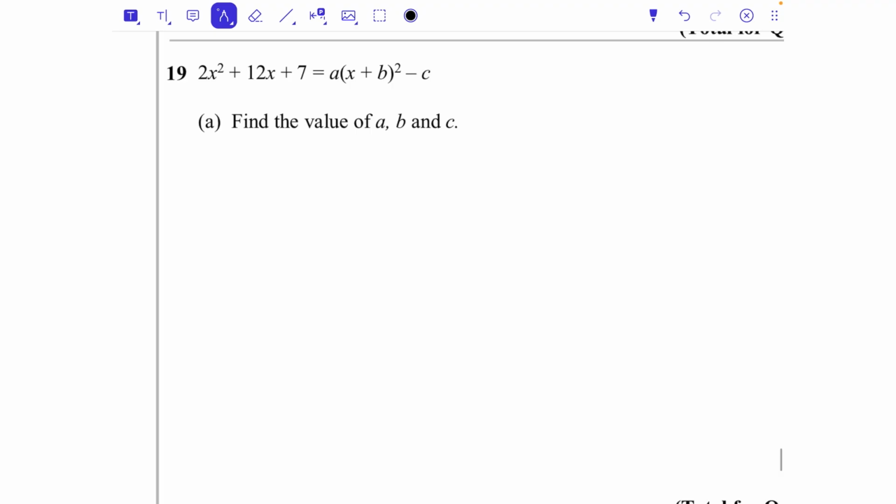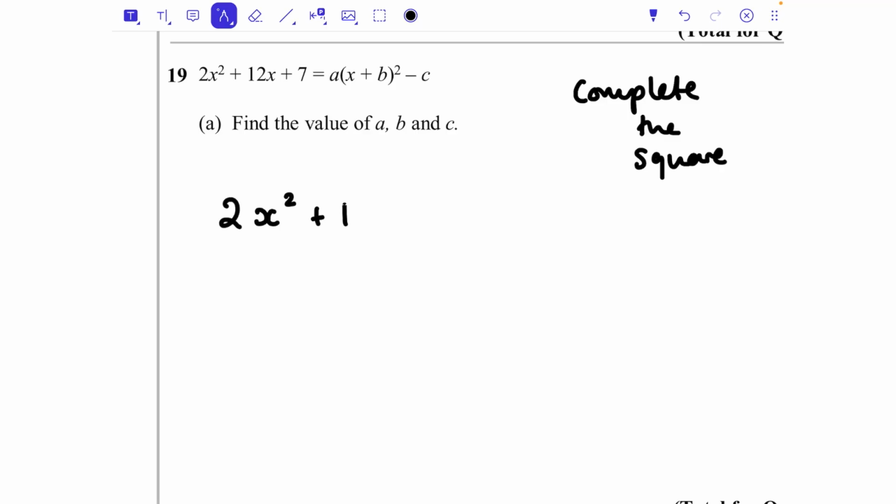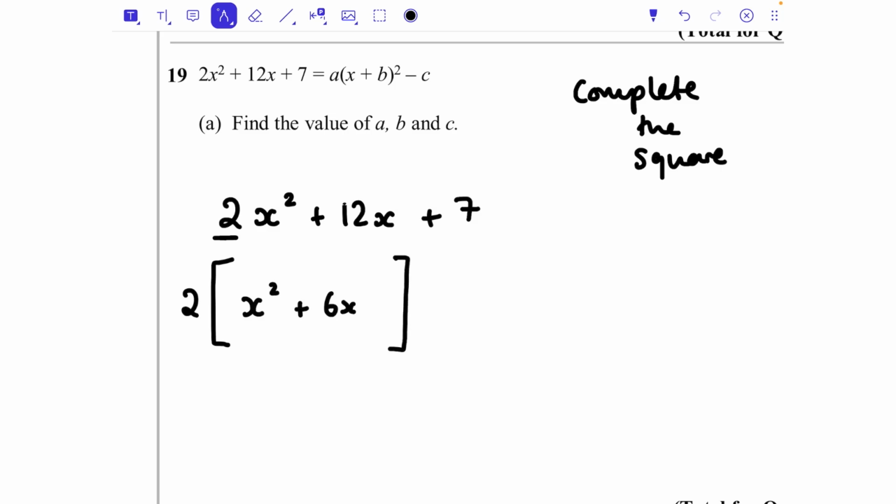Okay, question number 19. We've got 2x squared add 12x add 7, and we've got to write it in this format, so we are completing the square for this one. That's the topic. Okay, so the first thing I'm going to do, I don't like completing the square with the number in front of the x squared, so we're going to factorise that out first. So let's take the 2, put it outside big square brackets, x squared add 6x, and I'm not going to bother bringing the 7 into that, I'll just worry about that after.